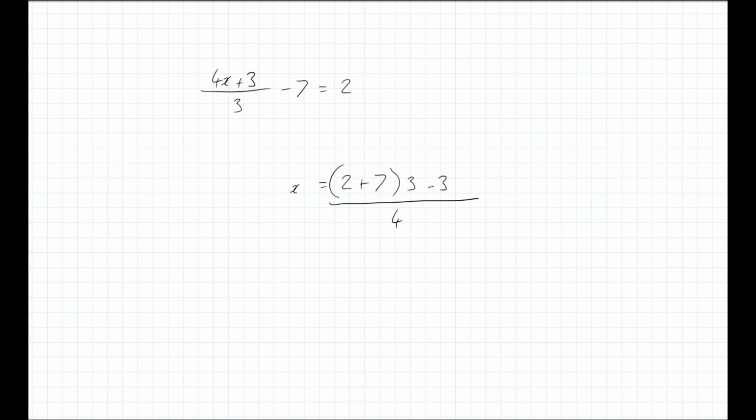Now, at any point here, I could have calculated these as we go. So 2 plus 7 is 9, multiplied by 3 is 27, subtracting 3 is 24, divided by 4 is 6. So we get our answer of x equaling 6, but all we were doing was just moving things to the other side of the equation, making sure that they're doing the inverse when they get there.